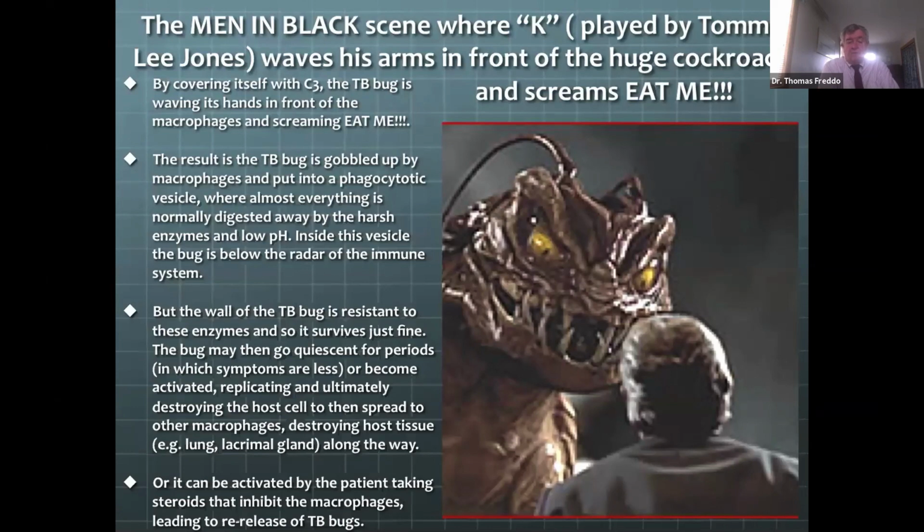But the wall of the bug is resistant to these enzymes and actually survives quite fine within these vesicles. The bug may then go quiescent for periods, in which symptoms are less, or become activated, replicating and ultimately destroying the host cell to then spread to other macrophages, destroying host tissue, lung, lacrimal gland, the other tissues, virtually any tissue that TB can affect. Or, and this is important for us in practice, it can be activated by the patient taking steroids that inhibit the macrophages, leading to re-release of the TB bug.